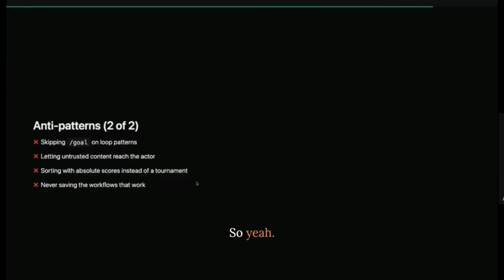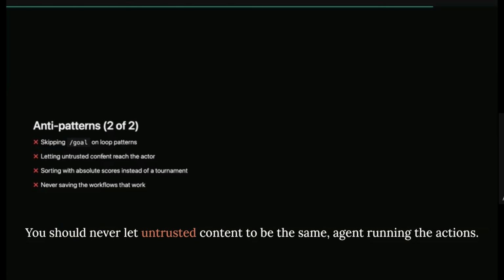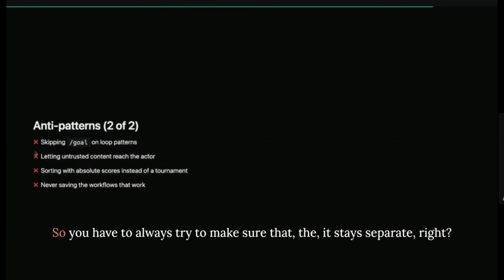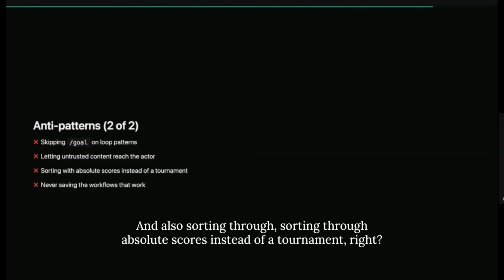So yeah, and then letting untrusted content reach the actor, that's also a very bad sign. You should never let untrusted content reach the same agent running the actions. So you always have to make sure that it stays separate, right? The reader stays separate from the actor, right? And also sorting through absolute scores instead of a tournament, right?